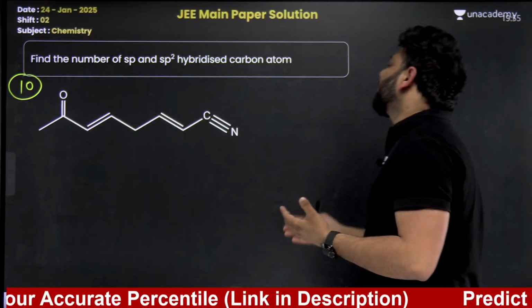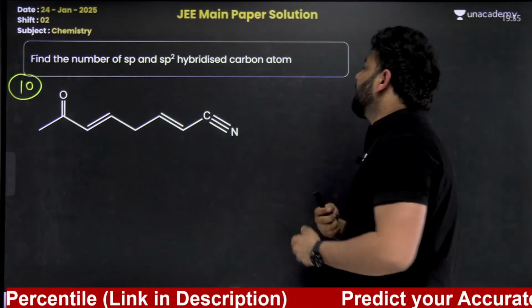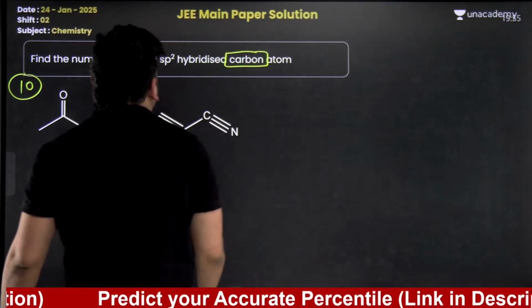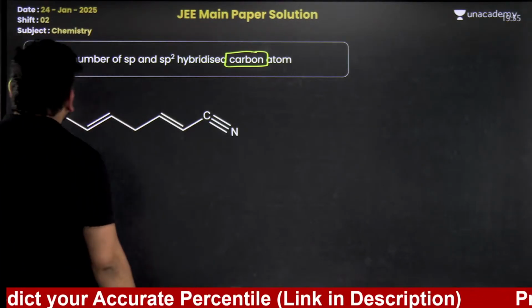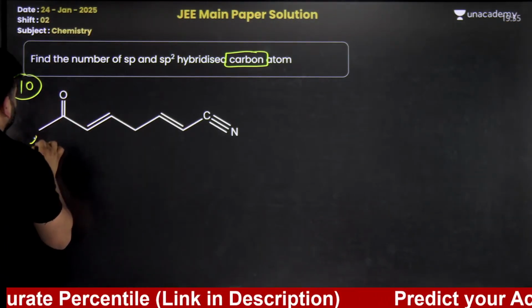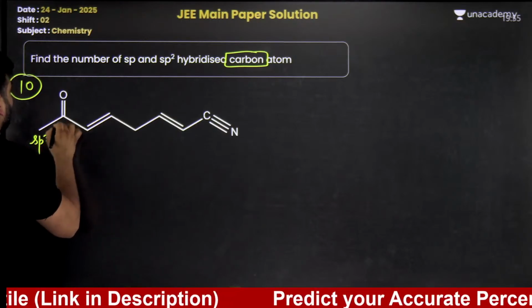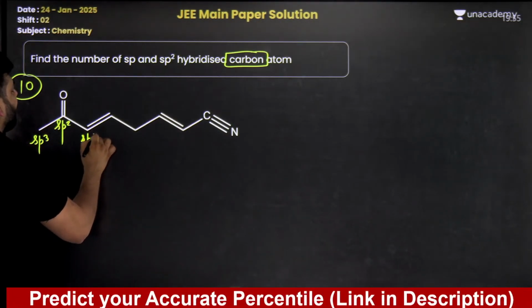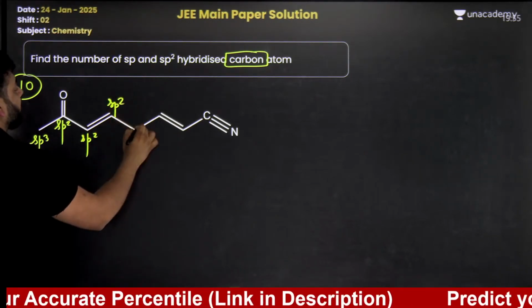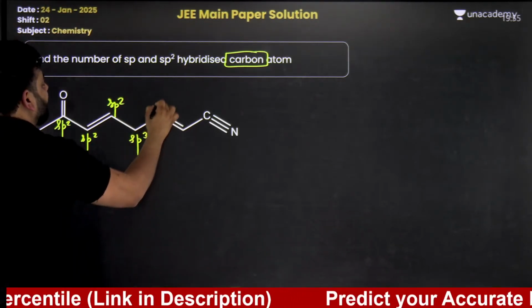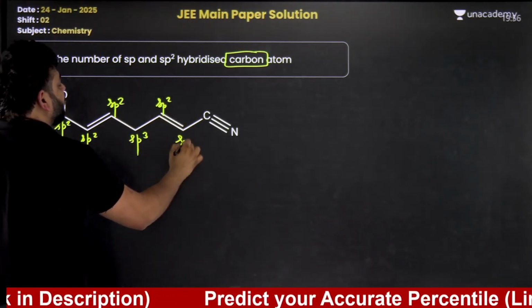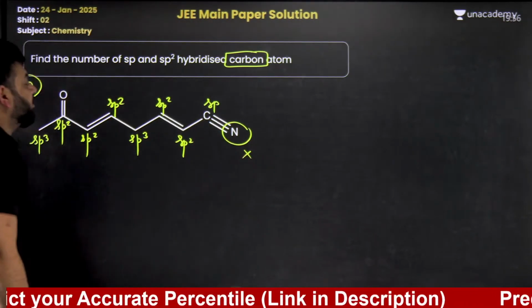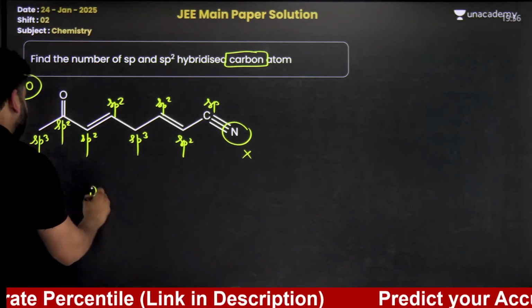Now I'll take you to the next question. Number of sp and sp3 hybridized carbon atoms, not nitrogen, just carbon atoms. Hybridization is pretty simple to find out. Any carbon which is attached with all single bonds will be sp3. A carbon which is connected to a double bond is sp2. Doubly bonded carbon is sp2, doubly bonded carbon is sp2. A singly bonded carbon will be sp3. No need to consider this. So how many sp2 hybridized carbons can you see?